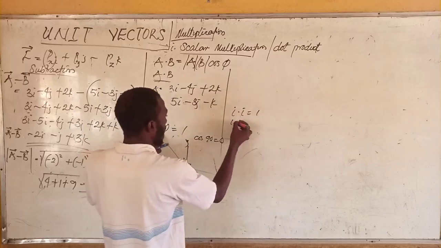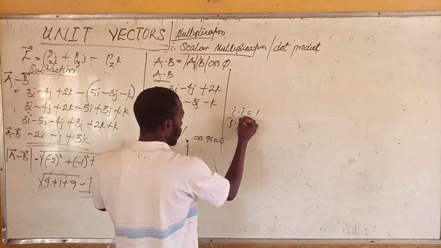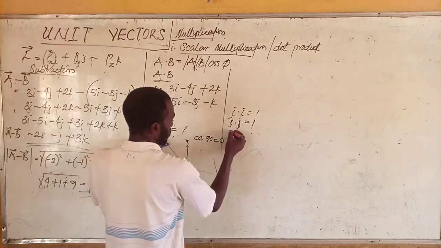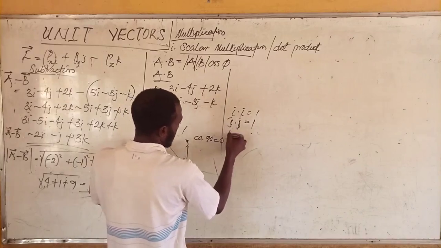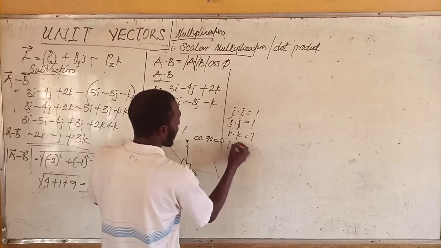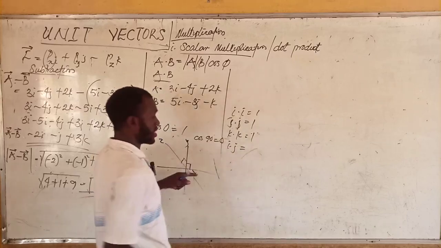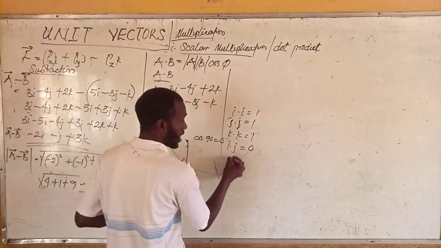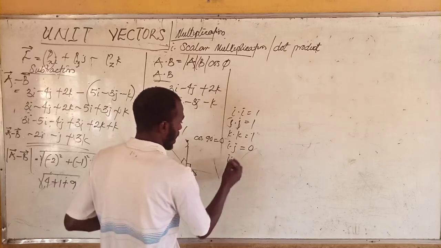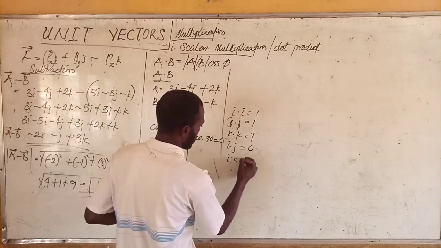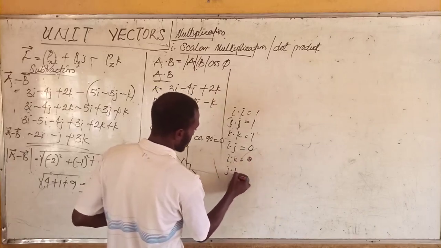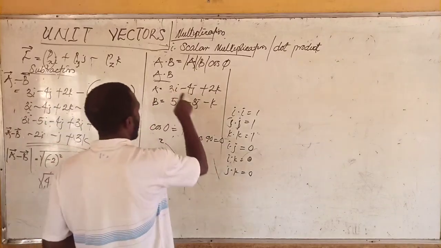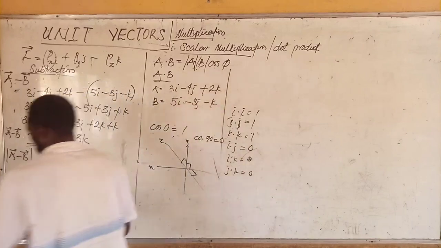So if you do i dot i, you will get 1. If you do j dot j, because they are in the same direction, the angle between them is 0, cos 0 is 1. And k dot k, you will get 1. But if you do i dot j, because the angle between them is a perfect 90 degrees, cos of 90 is 0. I dot k is 0, and j dot k is also 0. So it is needless to begin to do 3 times i and 3 times j and 3 times k.